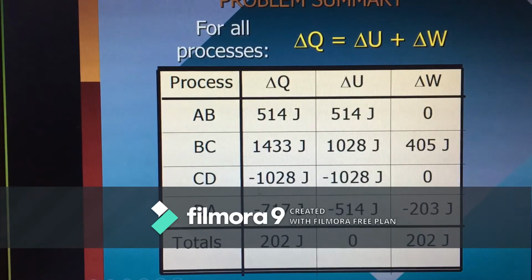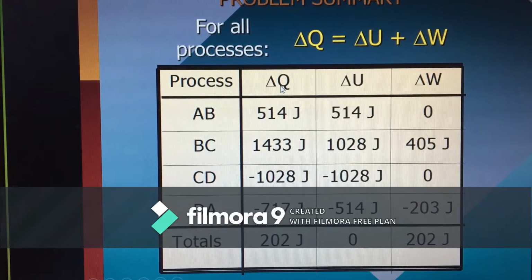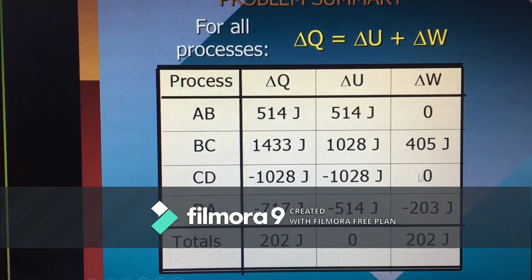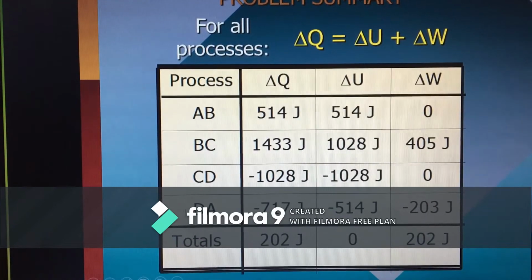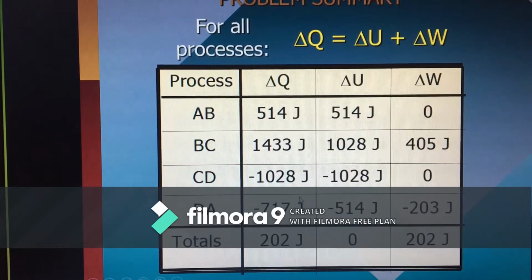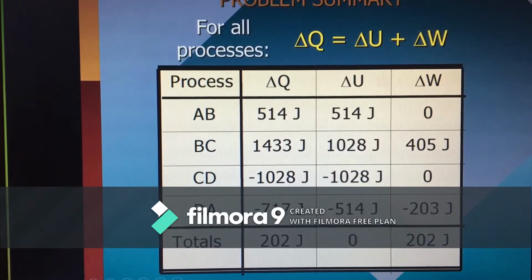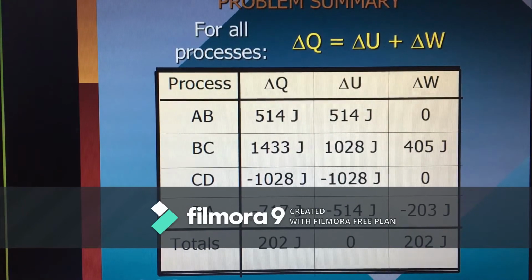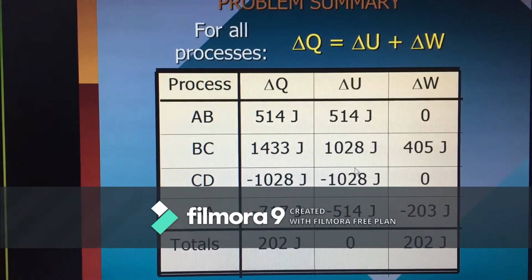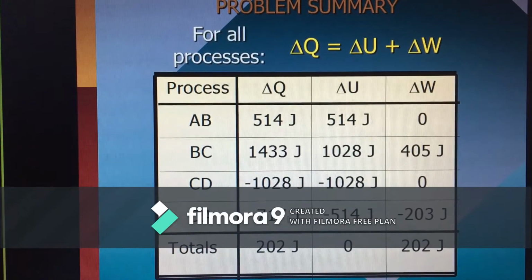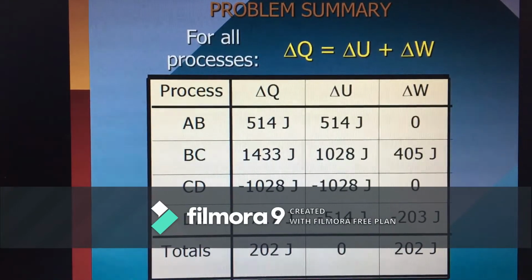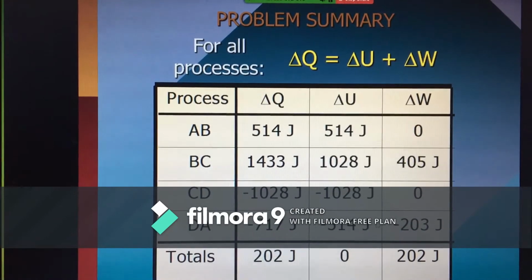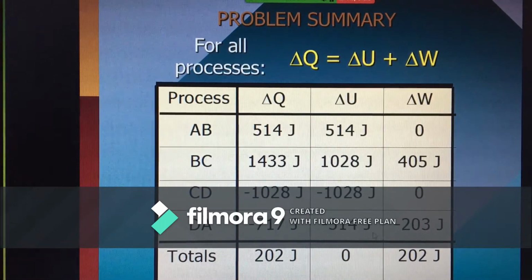CD is also an isochoric process. So now we have delta Q equal to delta U. These values are both negative, and again, there's no work done in this process. And for DA, what process is this? Can you remember? It's an isobaric process. Pressure is constant. So we got this value here.